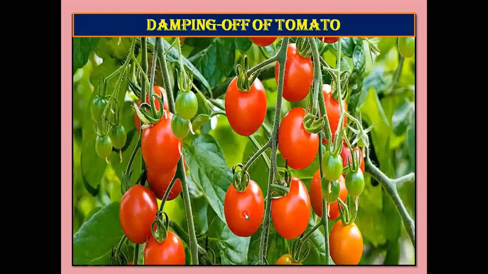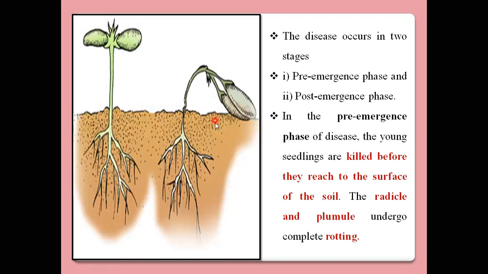Okay, then we go to the second disease, that is damping off of tomato. This damping off disease is majorly seen in all vegetable crops grown on nursery beds as well as in the main fields. This Pythium infects tomato and produces two types of symptoms: one is pre-emergence rot and the second is post-emergence rot.